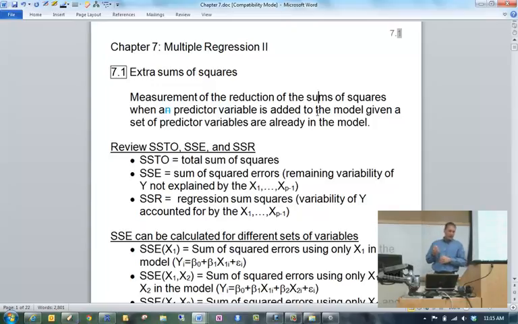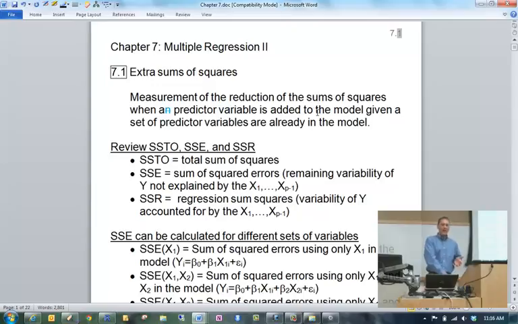Chapter 7 is going to talk about some additional topics where a lot of them focus on understanding the contribution of a particular predictor variable given you already have some other predictor variables in your model. This is important because there are going to be many situations where we might have, let's say, variables x1 and x2 in our model, and we need to make a judgment: is x3 really worthwhile to add to your model?